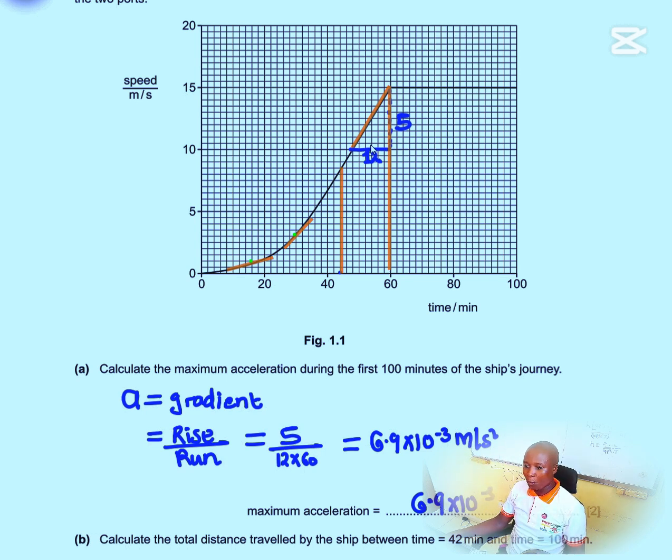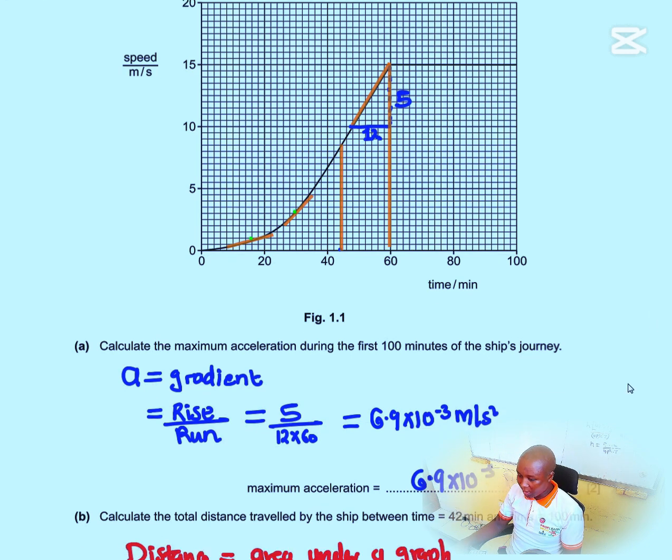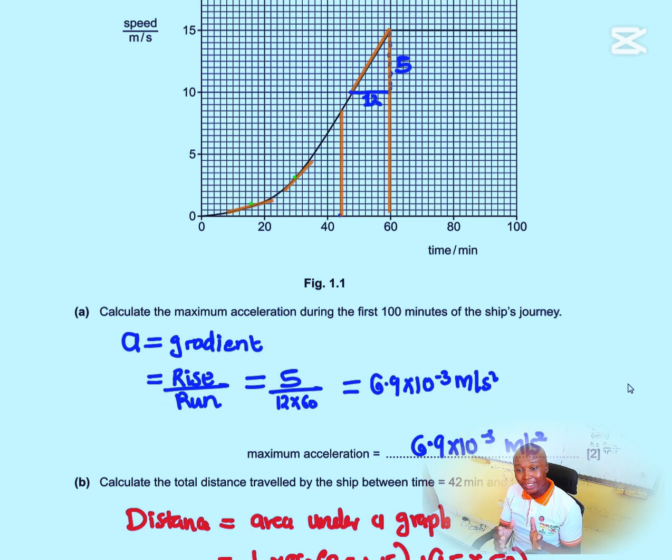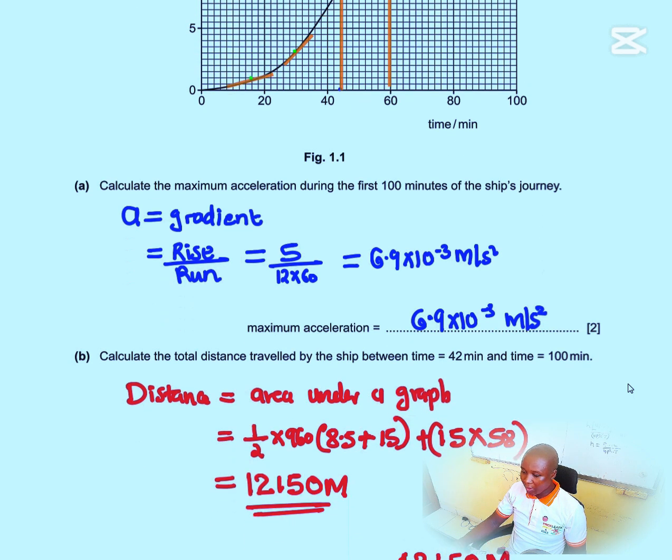So what I did, I obtained the gradient of this section, and rise is 5 and the run is 12. But you have to remember that time was given in what? In minutes. And the speed was given in what? In seconds. So whenever you're going to work out the acceleration, for the run here I have to convert the 12 minutes to seconds by multiplying by 60. And when I worked it out, I got my acceleration translating to 6.9 times 10 raised to the power -3 meters per second square. And we were supposed to calculate the total distance.